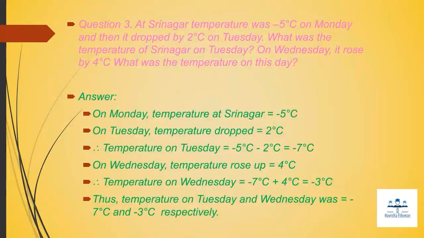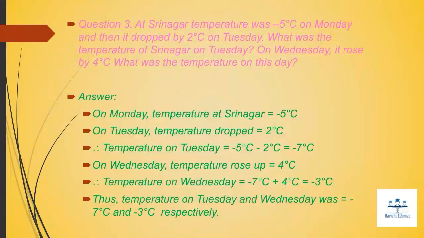First we need to find the temperature on Tuesday. For finding the temperature on Tuesday, we need to subtract: minus 5 degrees Celsius minus 2 degrees Celsius. The answer is minus 7 degrees Celsius. On Wednesday, the temperature rose by 4 degrees Celsius.